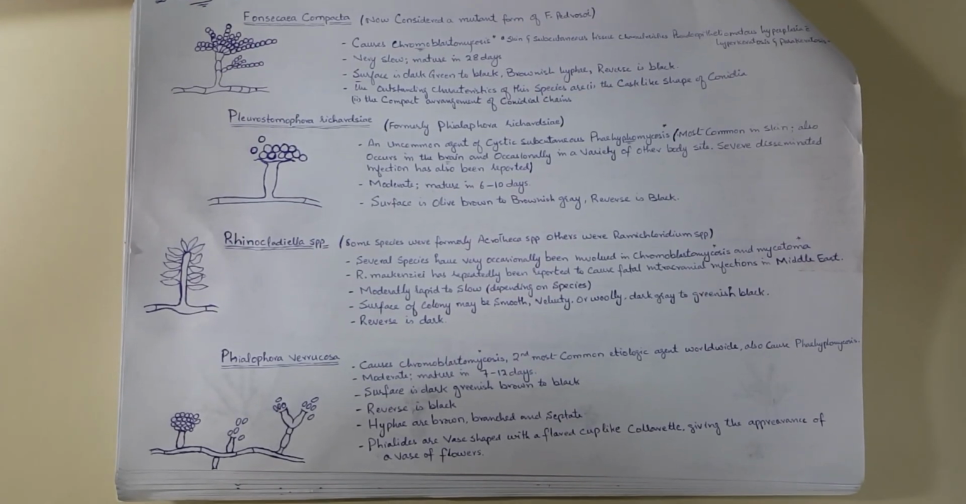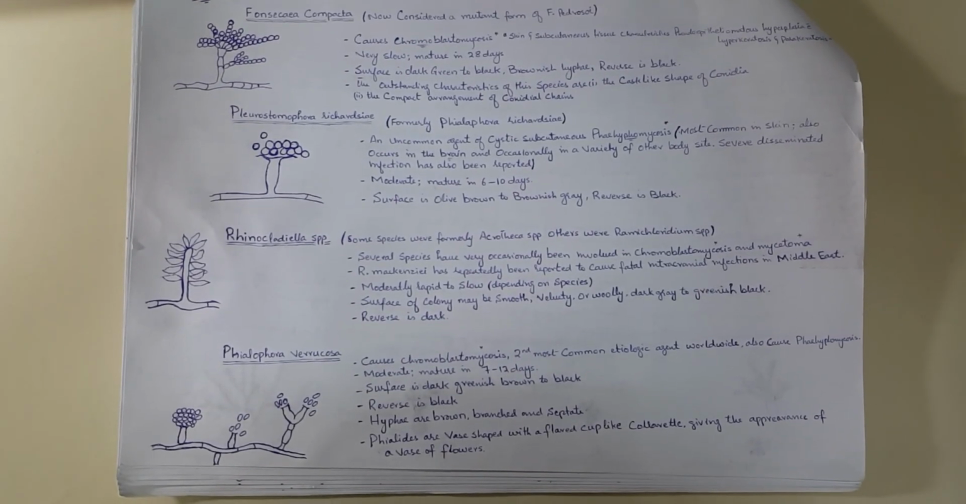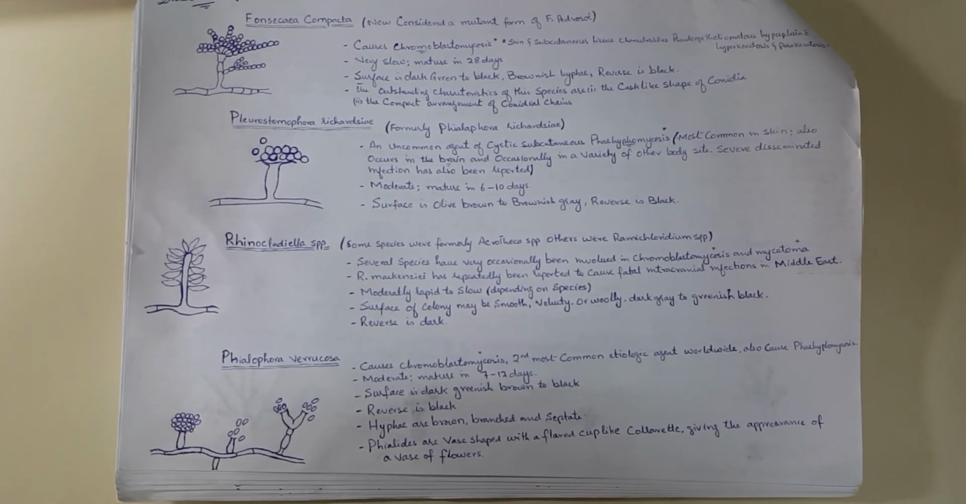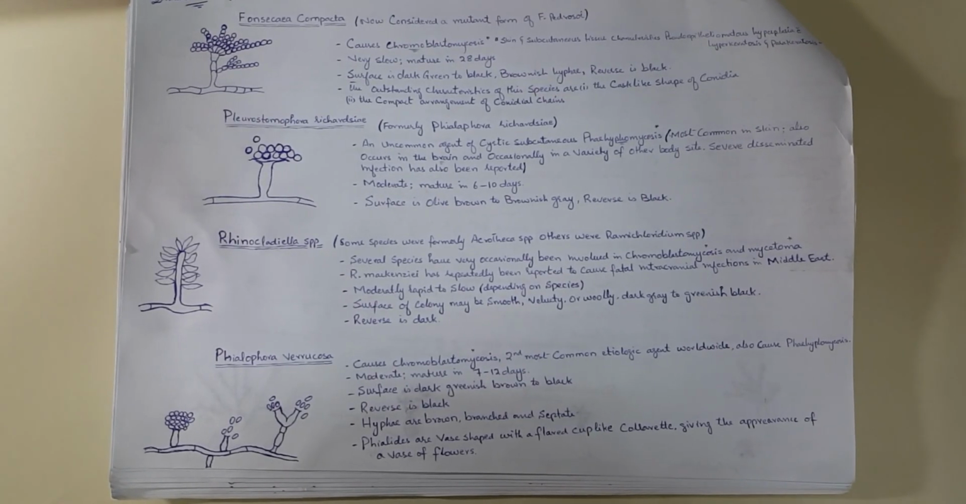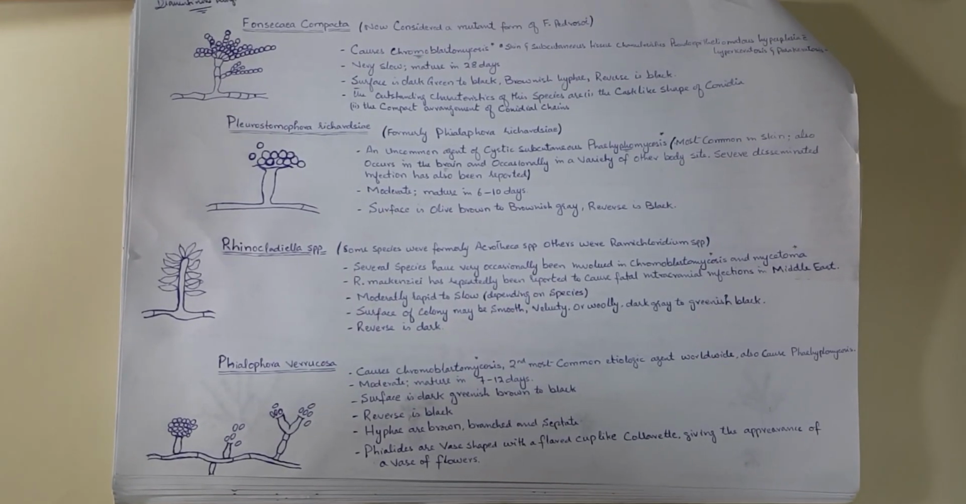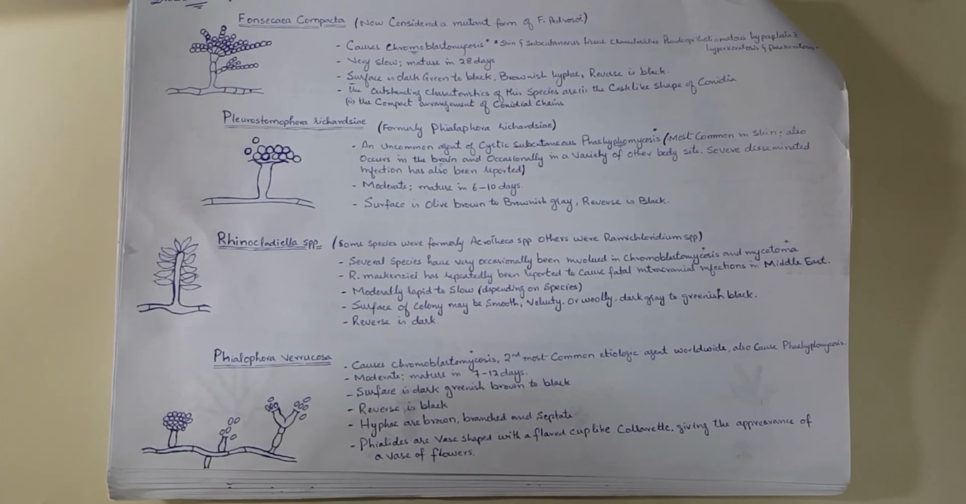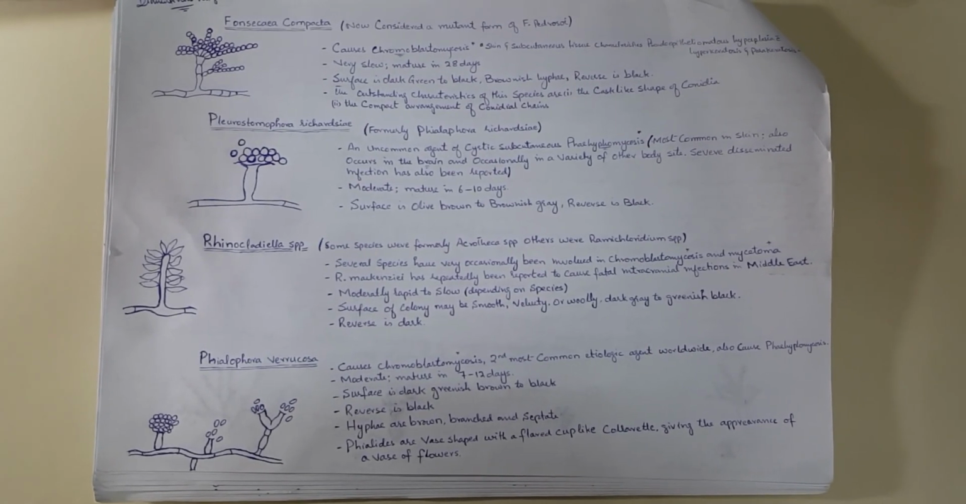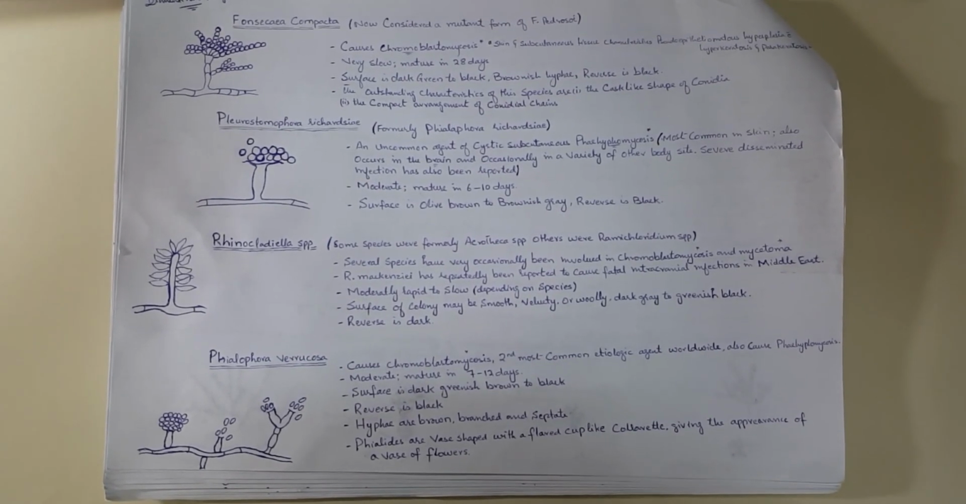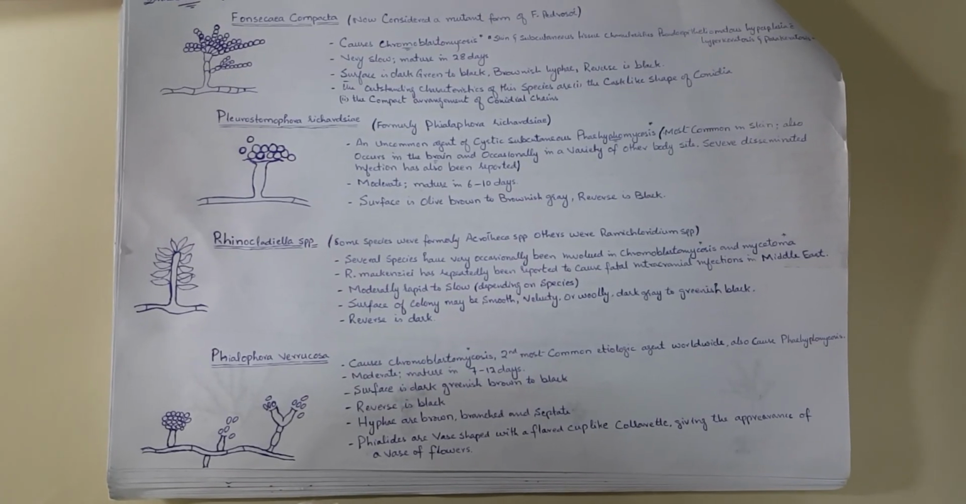Almost the surface and the back of the colonies on the culture plate are the same for all of these three species. We can only differentiate them on the basis of their morphology on lactophenol cotton blue staining.